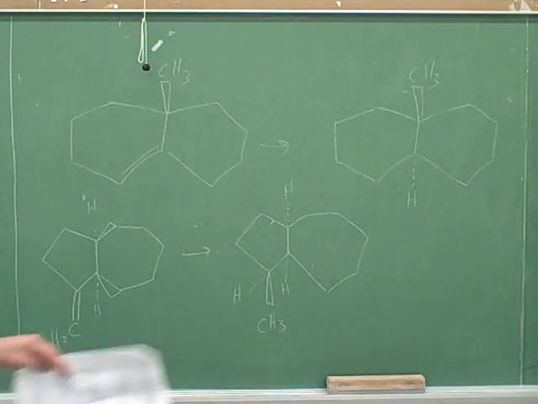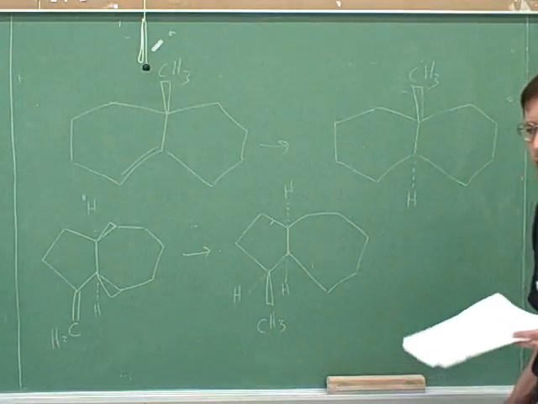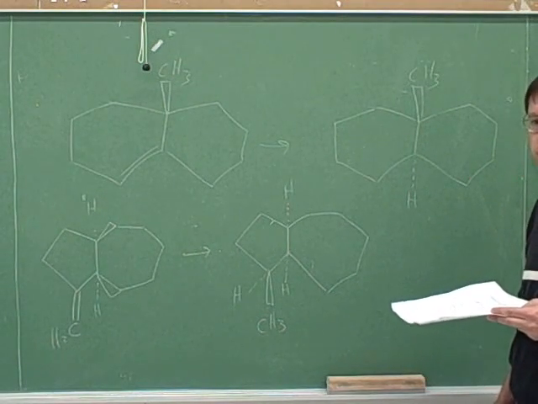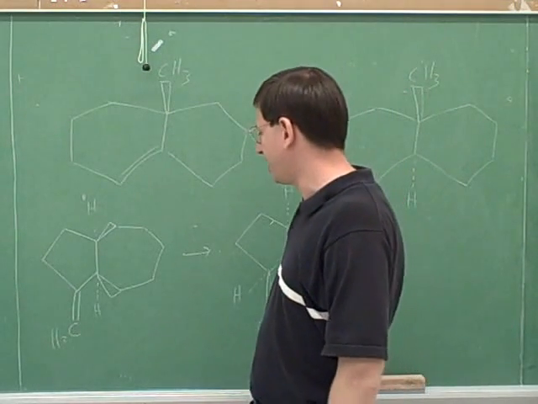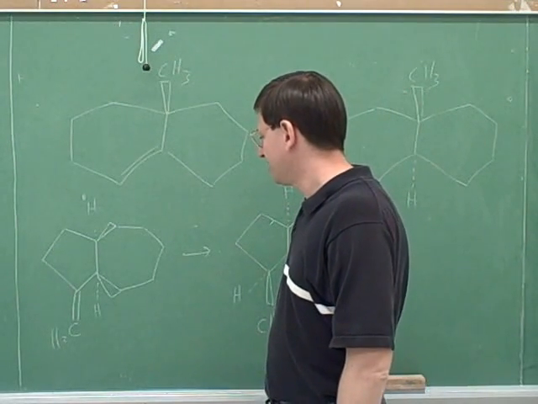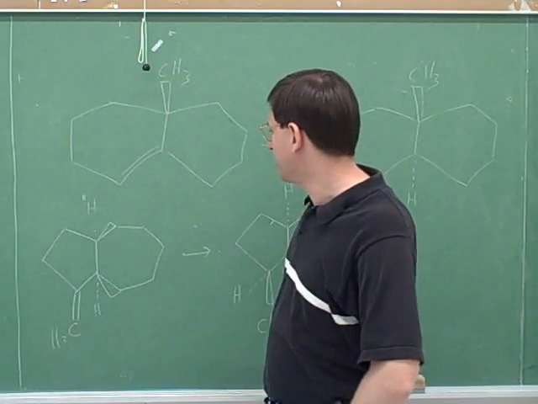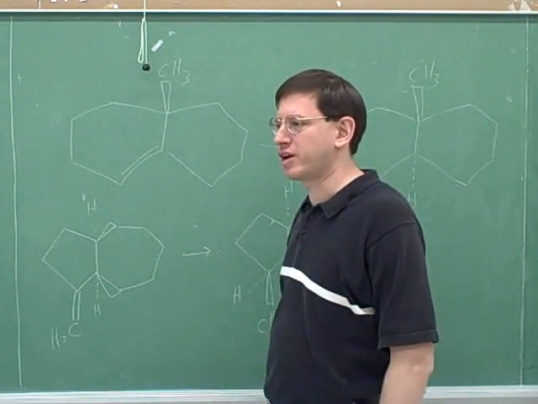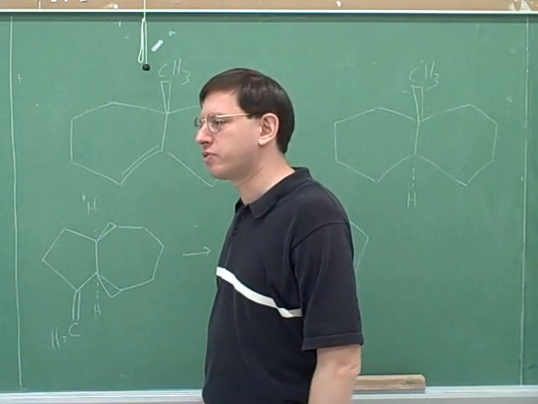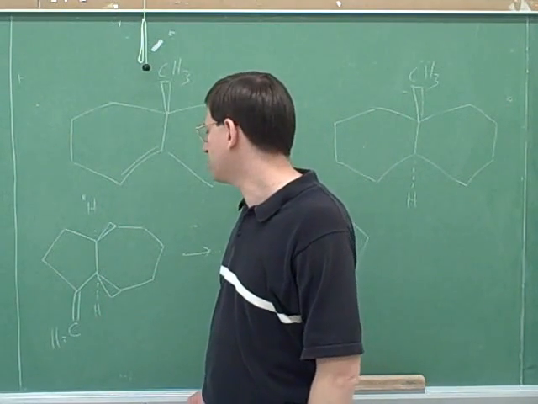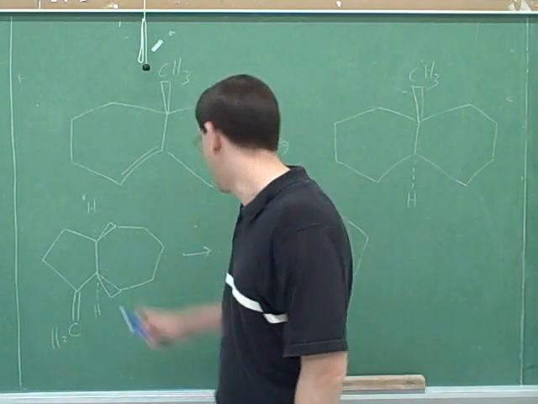Let's check that answer. Did we get that one right? Yes. Okay. Now this is maybe a little unfair that they expect people to know this, but you have to understand this when people are drawing rings. A lot of the time when people draw rings, it's not convenient to draw all the wedges and dashes. Instead, they only draw the dashes for the substituents on the rings.